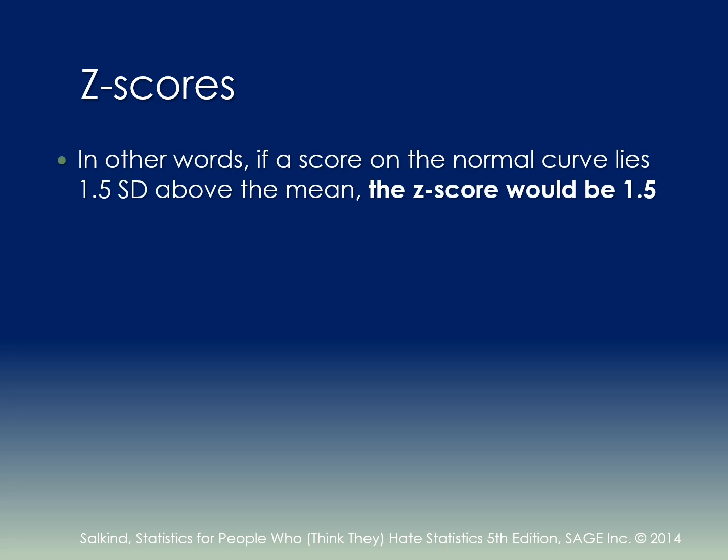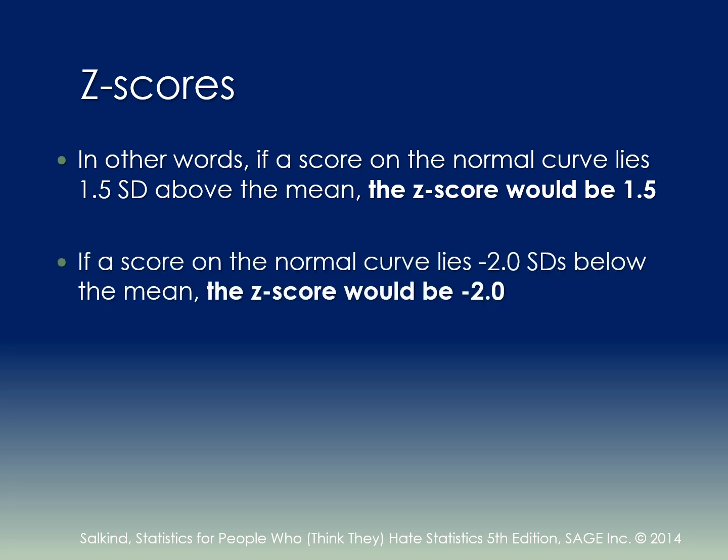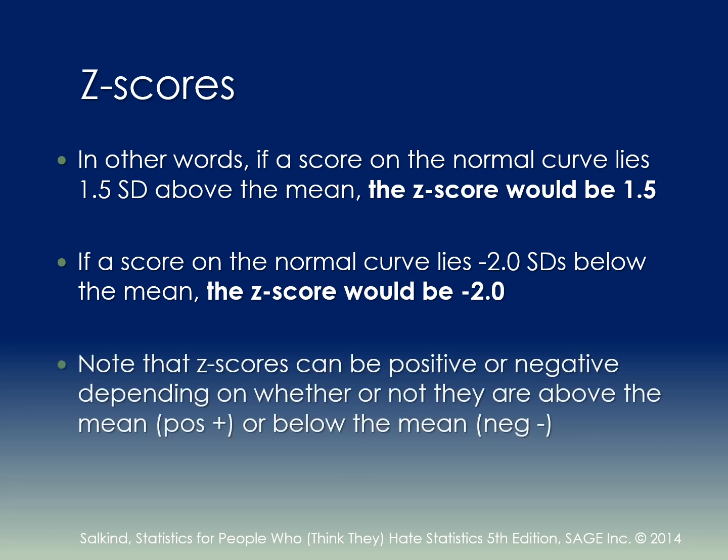So, in other words, if a score on the normal curve lies 1.5 standard deviations above the mean, that z-score would be 1.5. If a score on the normal curve lies at minus 2.0 standard deviations below the mean, the z-score would be minus 2.0. Again, note that z-scores can be positive or negative depending upon which side of the now zeroed mean they fall on. Positive z-scores fall to the right, negative z-scores fall to the left.